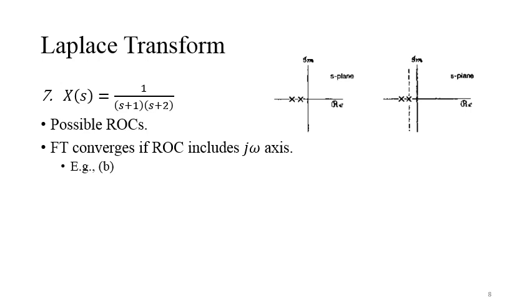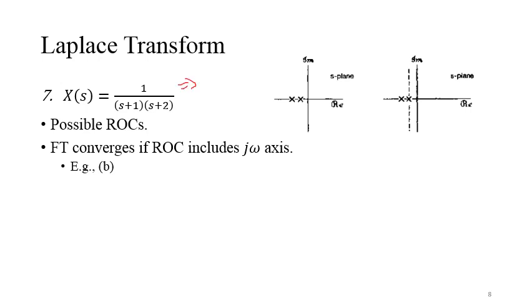Let's see, we have a signal. Okay, so we have a signal that is X(s) in the Laplace domain. It's equal to 1 over (s plus 1)(s plus 2). So that means this signal has two poles, right?